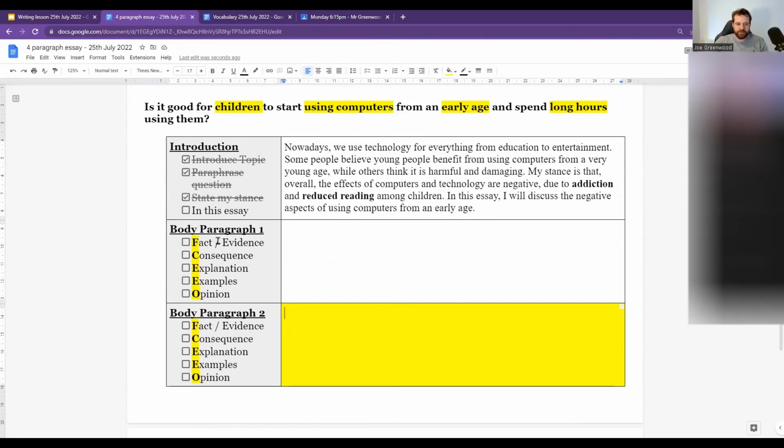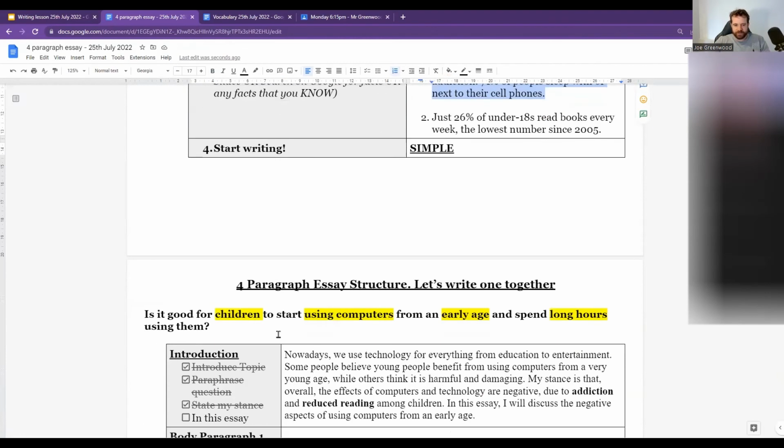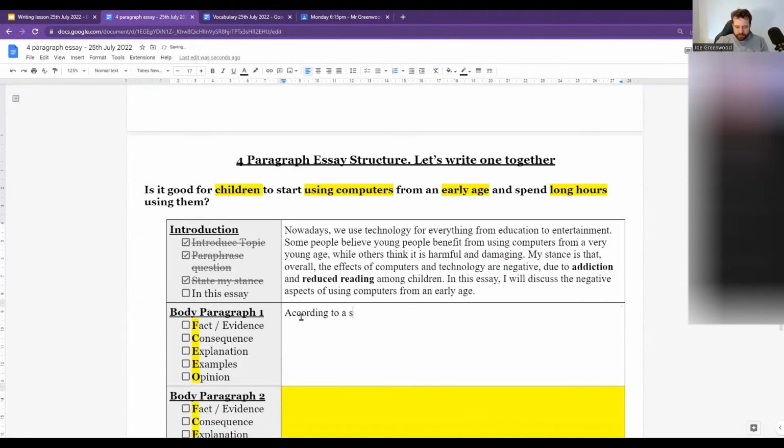So now I need to do fact, just like last time, fact, consequence, explanation, examples, opinion. So I'll start with my fact, which is 60%. Okay, so according to a survey, 60% of US college students consider themselves to have a cell phone addiction. Now I can copy this because it's a fact, right? But I can put it in quotations like this. Or you could just write your own words of this if you want. So there's my fact. Now I want consequence.